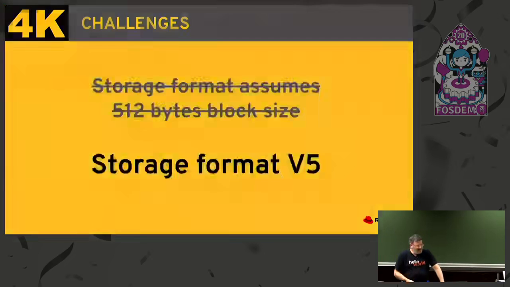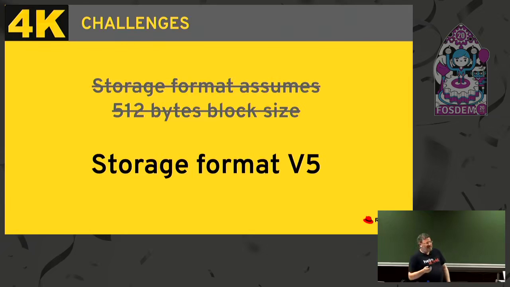So this was fixed by introducing the new storage format V5. In oVirt, every storage format has a version, and we usually introduce a new version when we add new features. So storage format V5 is available since 4.3.0, so everyone running oVirt 4.3 has it. And it supports any block size of the storage. It uses the same layout for any block size. So with this format, we can use 4K storage.